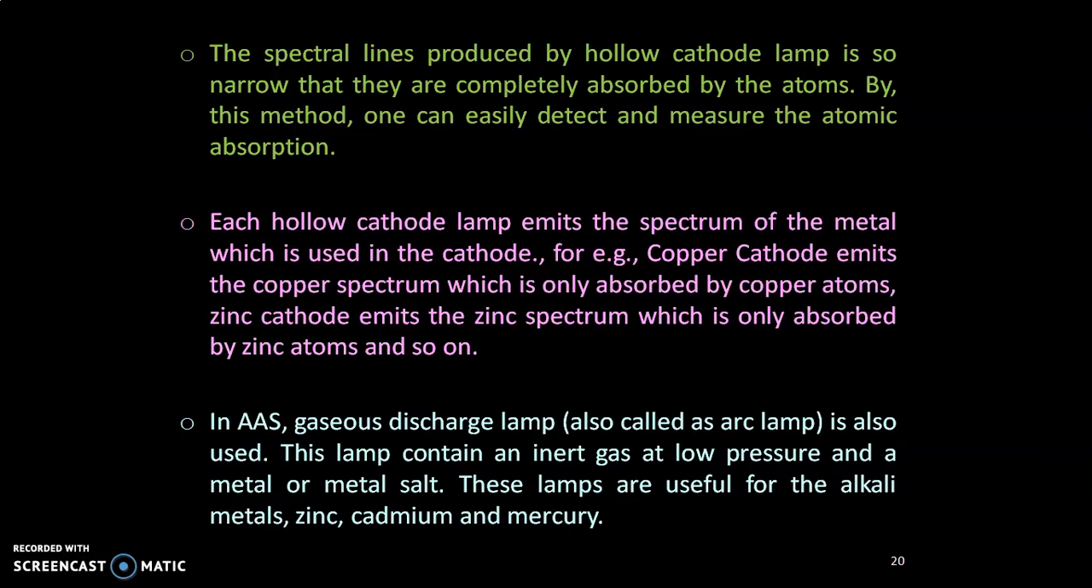In atomic absorption spectroscopy, a gaseous discharge lamp, also called an arc lamp, is also used. This lamp contains an inert gas at low temperature, and the metal or metal salt. These lamps are useful for the alkali metals, zinc, cadmium and mercury.